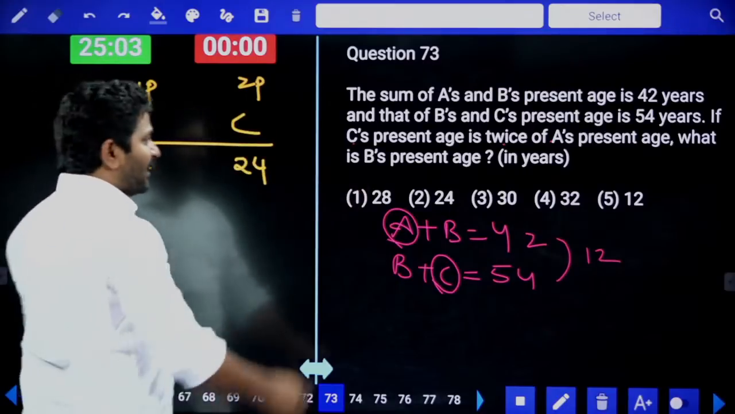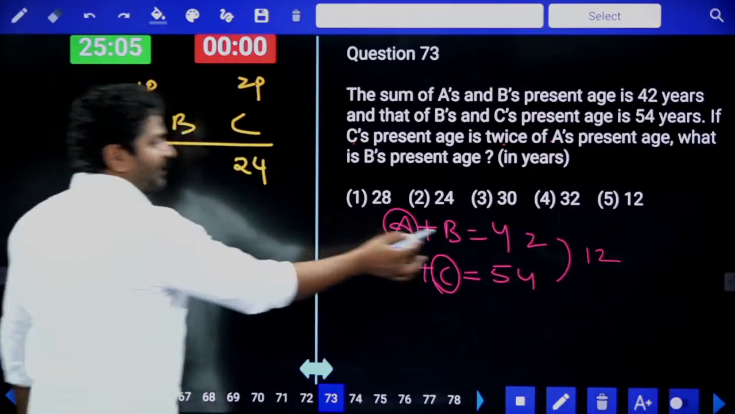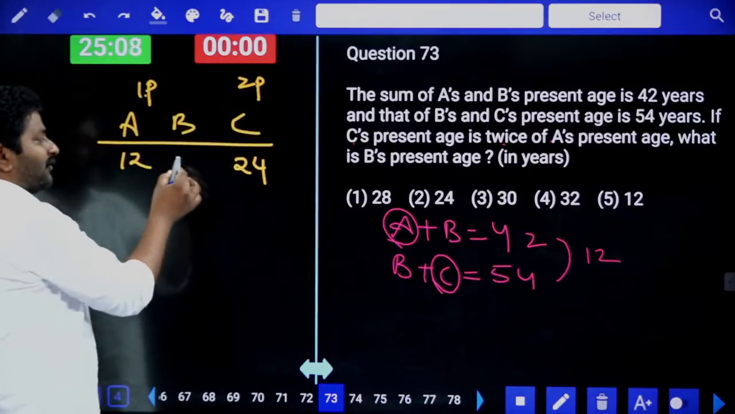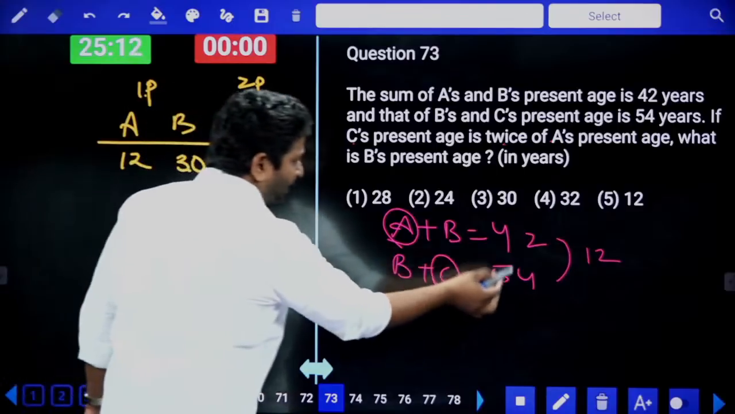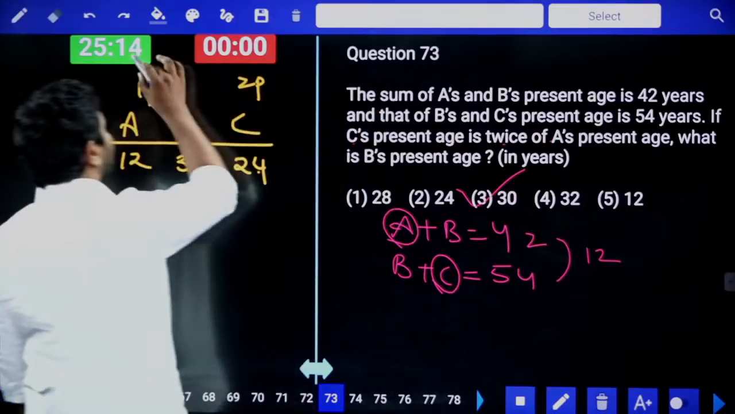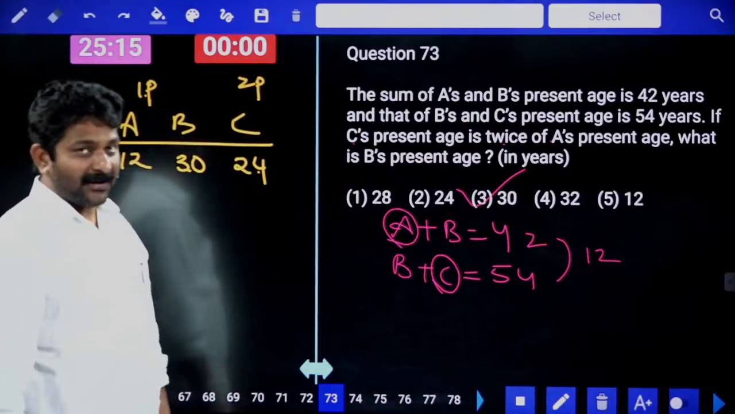You're asked to calculate B's age. Sum of A and B ages must be equal to 42. Out of 42, 12 we already have, then that is 30. Sum of these two numbers is equal to 54. Condition satisfied. B's age is equal to 30, which is the third option, final answer.